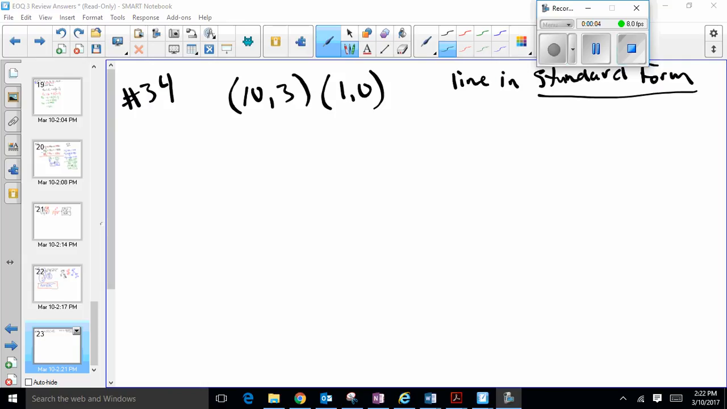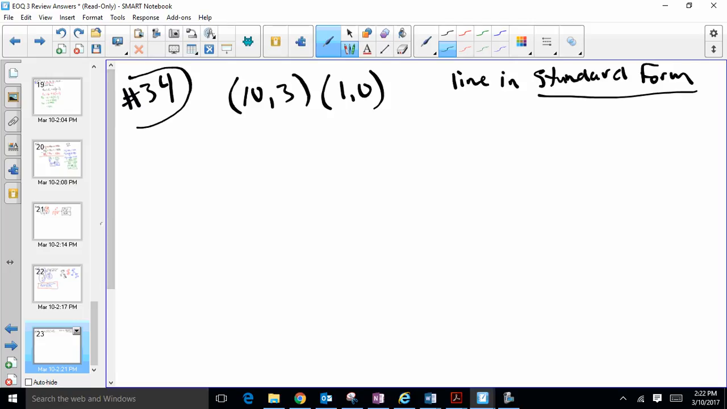I'm working on number 34 of your end of third quarter review. This particular question is asking what is the equation of a line in standard form that passes through these 2 points, (10, 3) and (1, 0).